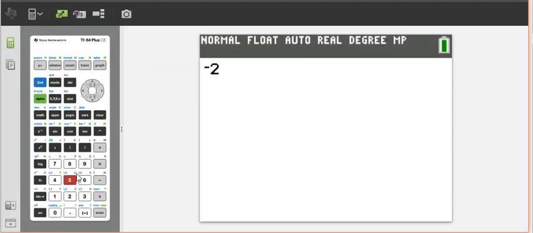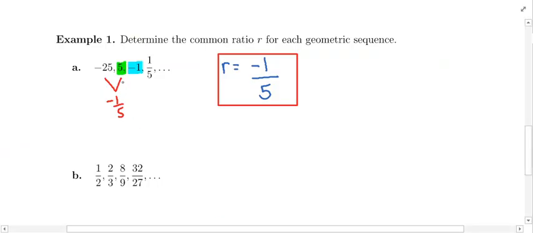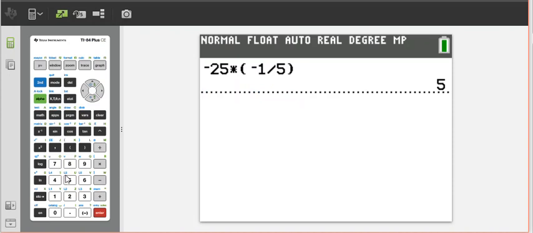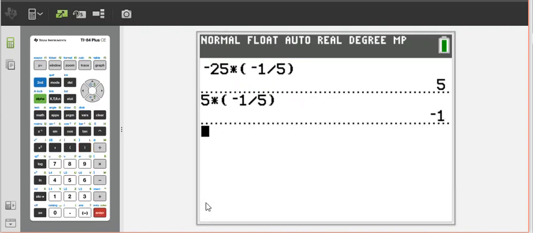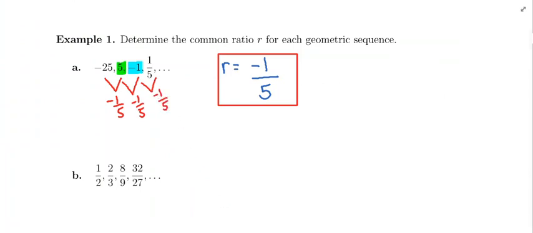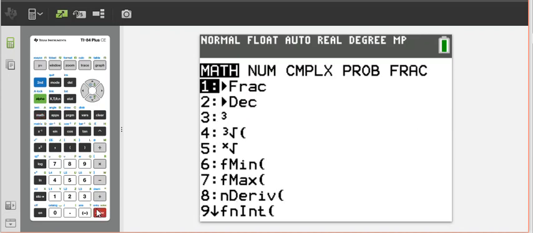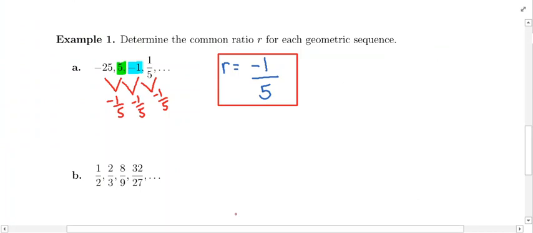Basically you can check this. If I go from -25 and I multiply it by -1/5, that's going to give me the +5. Then to go from 5 to -1, I need to take 5 and multiply it by -1/5. That's going to give me the -1. And then to go from -1 to +1/5, you again have to multiply by -1/5, because if I take -1 and multiply by -1/5, that will give me the +1/5. So that's what's going on here.